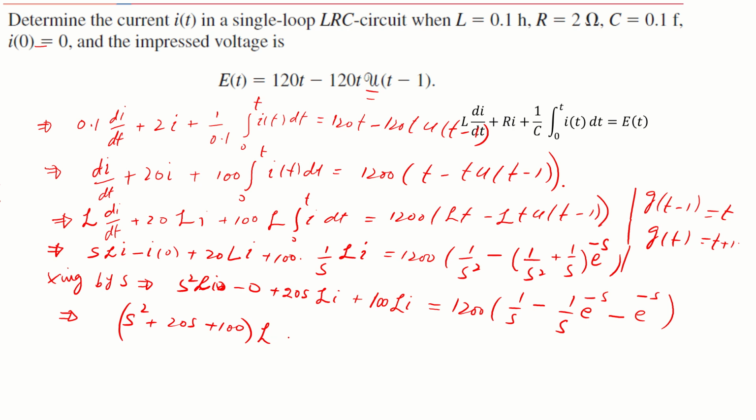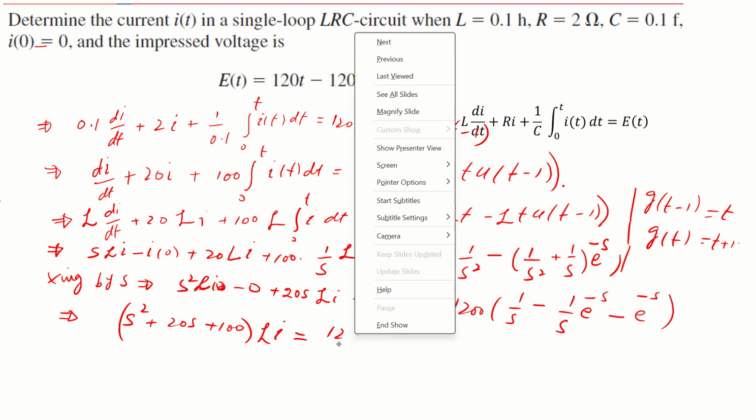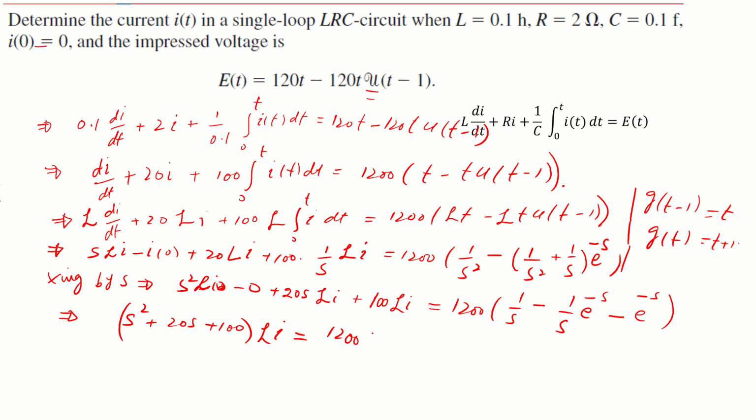into Laplace of I, that is equal to 1200 times 1 over s minus e to the power minus s. This is basically s plus 10 whole squared. So dividing both sides by this one, then later on I'll do that.